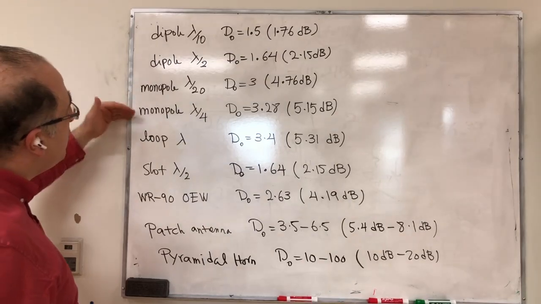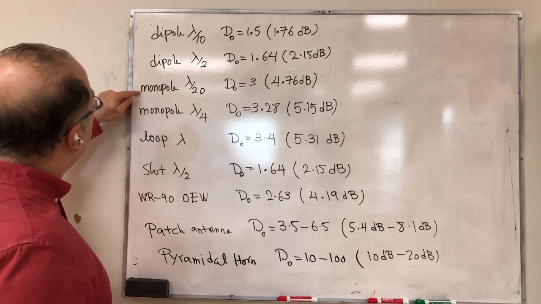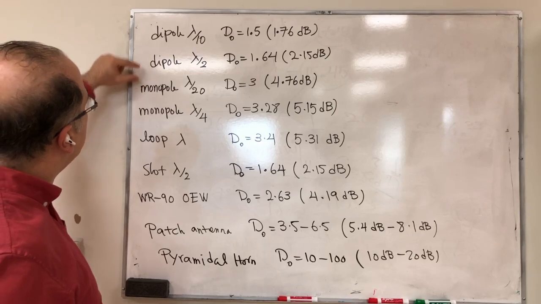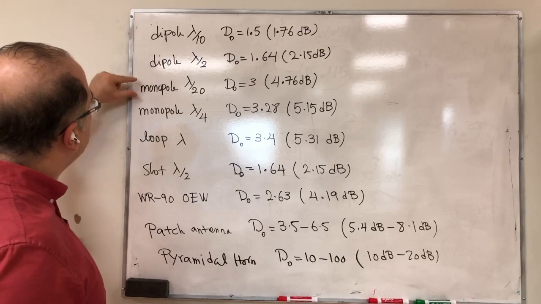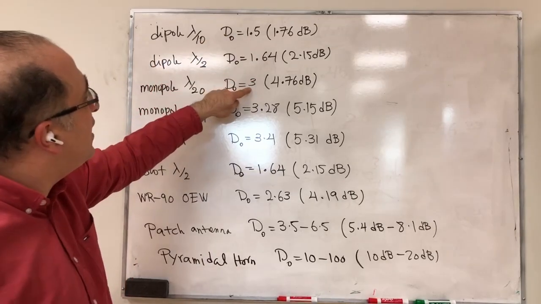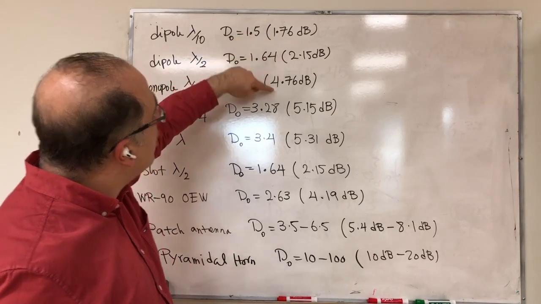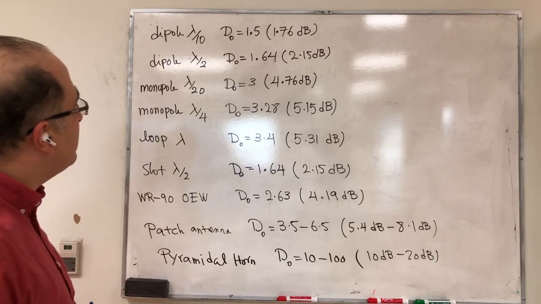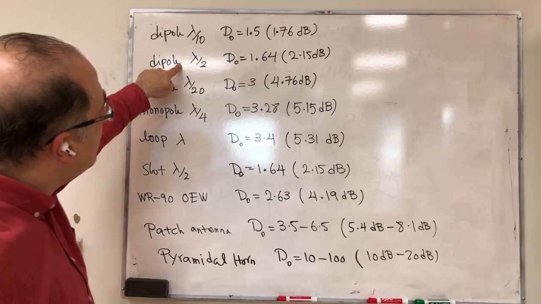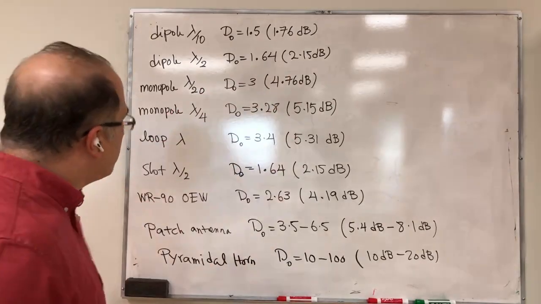We also studied monopole antennas based on the way that directivity is defined. Monopole has twice directivity of dipole of the same corresponding lengths. For example, lambda by 10 dipole corresponds to lambda by 20 monopole. And as you see, if this is 1.5, this is times 2, which is 3, or in dB scale would be 3 dB more, which is 4.76. And we had the same thing, lambda by 4, which corresponds to half a wavelength dipole. If this is 1.64, this is 3.28 or 3 dB more.